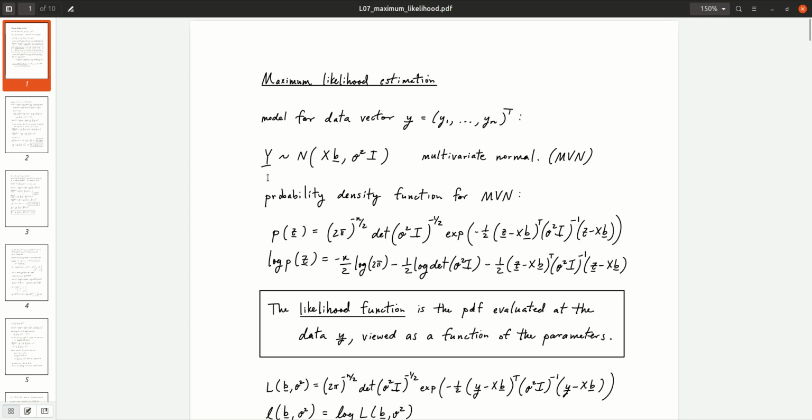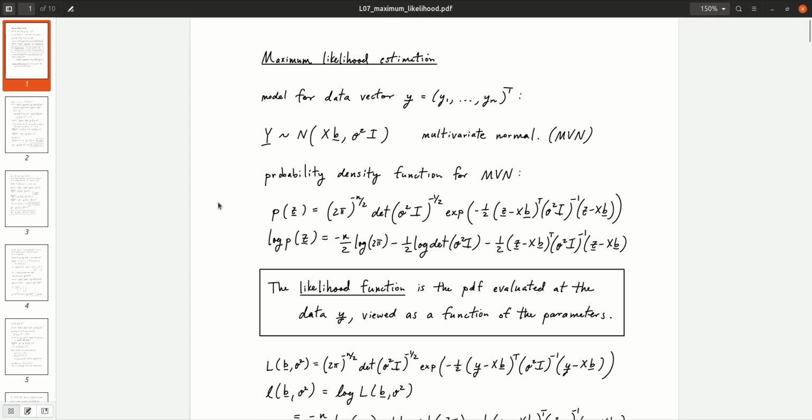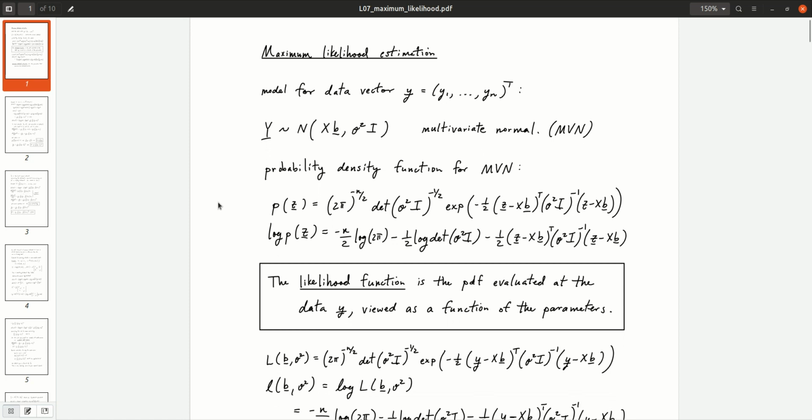And we model the response vector y as multivariate normal with mean vector Xb and covariance matrix sigma squared I. Now this assumption means that all of the y's are independent and they all have the same variance sigma squared. So let's look at the probability density function for this multivariate normal distribution. We've seen this once before in the class, but here's the multivariate normal.